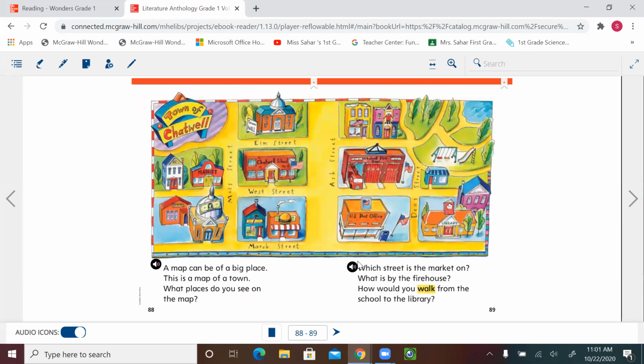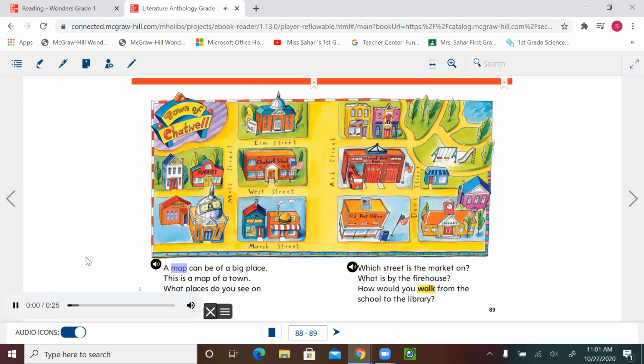Next. A map can be of a big place. This is a map of a town. What places do you see on the map?